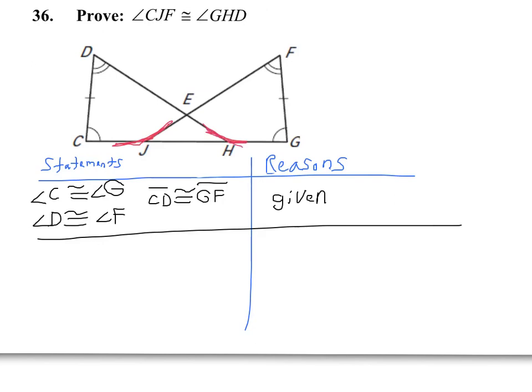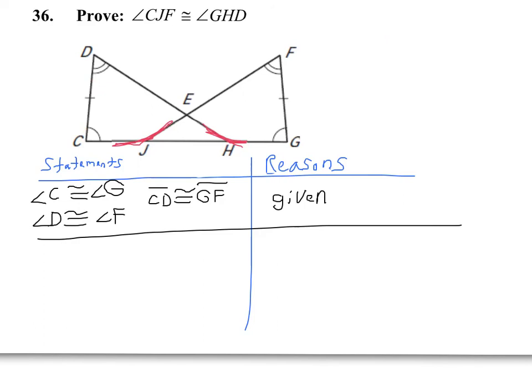And notice what we are given. I've already written down the given information here. The fact that angle C is congruent to angle G, angle D is congruent to angle F, and side CD is congruent to side GF. So you do need to write that down. That is given, even though nowhere does it say given. Those things are given to us on the diagram.